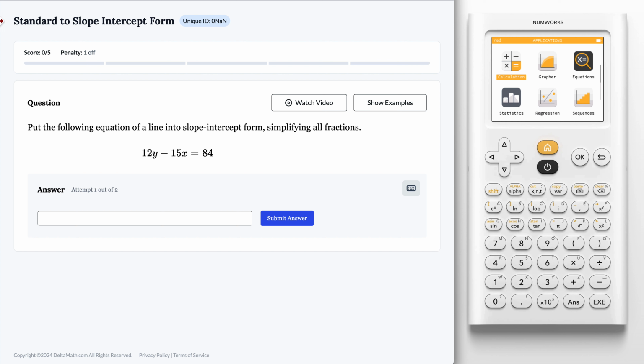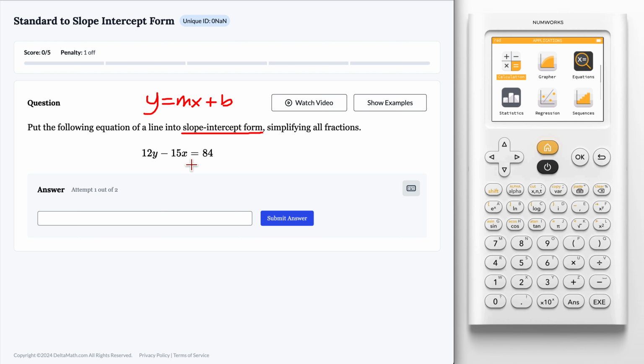Hey guys, we're going to look at this equation here: 12y minus 15x equals 84. Now what they're wanting us to do is put the following equation of a line into slope-intercept form. If we remember, slope-intercept form is y equals mx plus b.